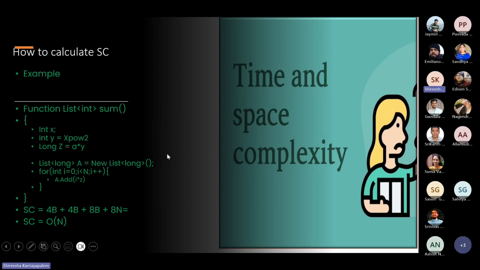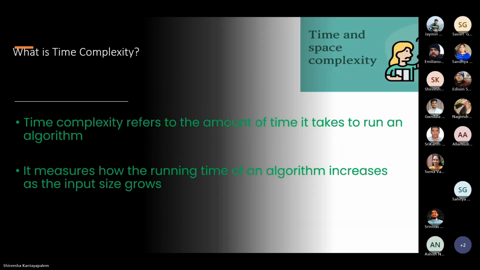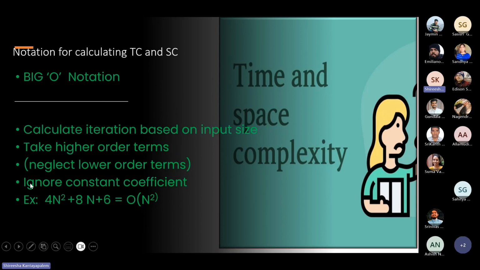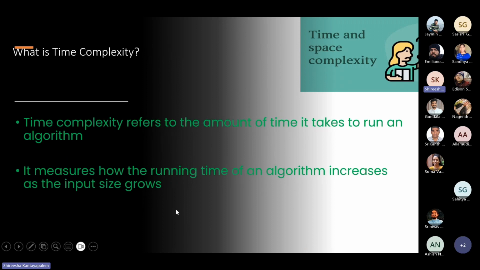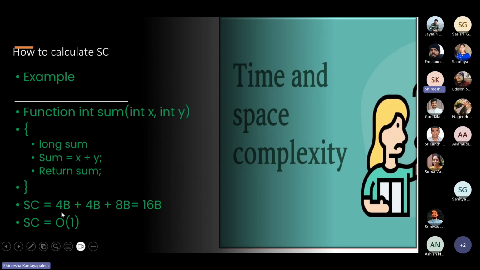I have a question. Can you go back to the previous slide? How are you deciding here it is order of one? I told you in big O notation, ignore the constant coefficient. If it is a constant, then you have to take order of 1 only, because there is no n array or something. All are constants only, 4, 4, 4. We will take it as order of 1 only.